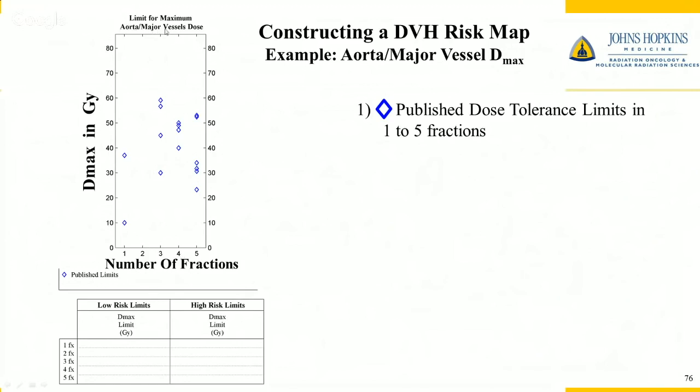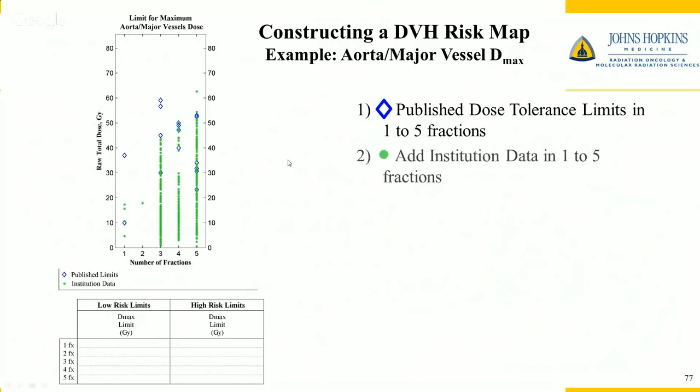And I do it in 5 subgraphs. So this is the one for maximum point dose. So on the y-axis, I always use linear physical dose. It may be an effective dose. If I do a BED conversion, I can convert it back to effective physical dose. The blue diamonds are all the published limits I found for aorta and major vessels. And you can see they're all over the place. So it's hard to know which one of those you would want to use clinically.